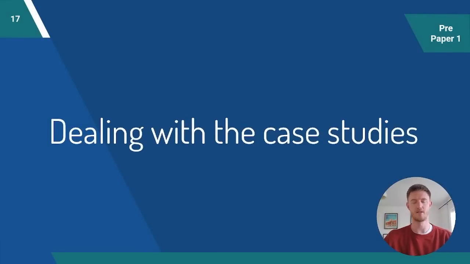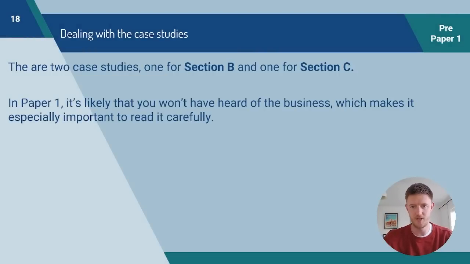So, dealing with the case studies. We've talked about application, a really, really important skill. Let's go into a little bit of depth about how you can approach this. There are 2 case studies, one for section B and one for section C. In paper 1, it's likely you won't have heard of the business because it's small businesses. In paper 2, you might have heard of the businesses. We've had KFC come up before, Sainsbury's and stuff like that.